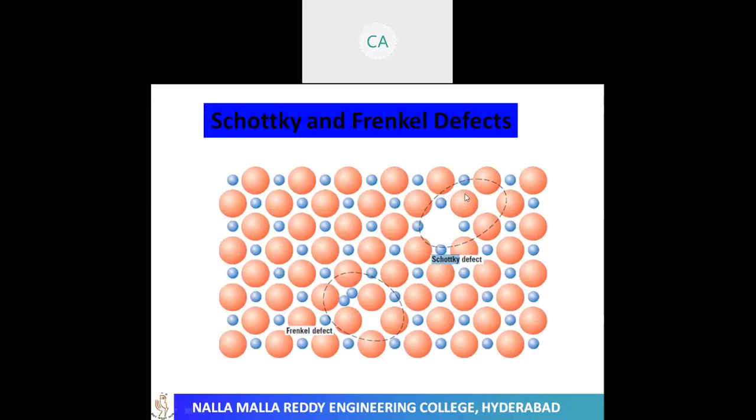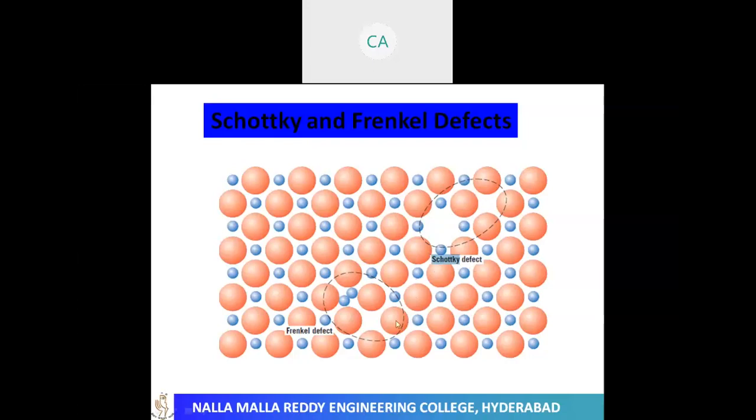You can see here, a cation should be present, but the cation is not here. It is missing. Similarly, here an anion, but it is missing. So, one cation and one anion are missing from the crystal. This missing of the anions and cations in equal number from the crystal is known as Schottky defect.